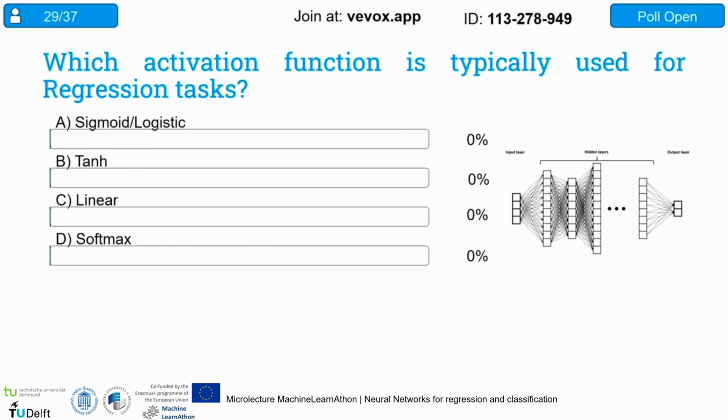See what is going to happen. So which activation function is typically used for regression process? And yeah, here we're talking about the output.